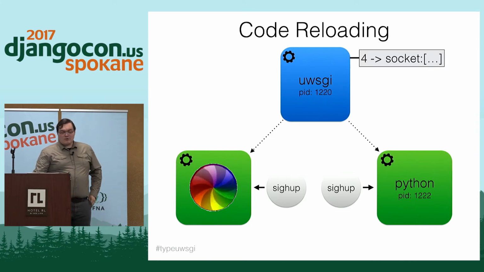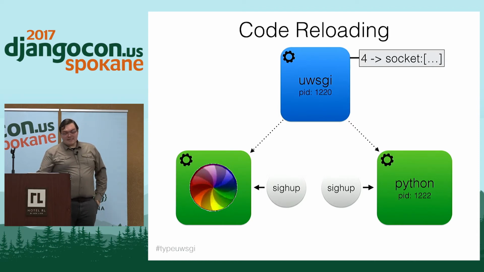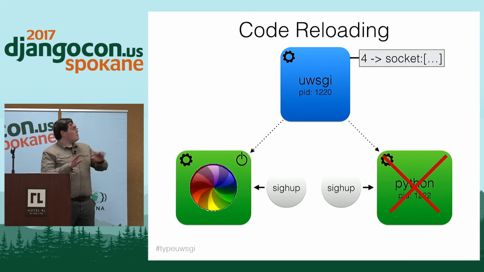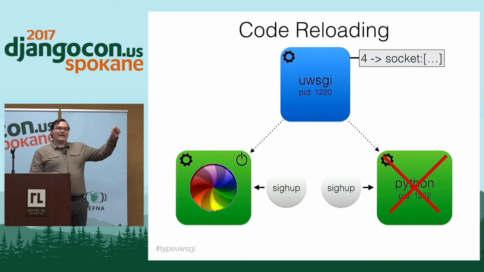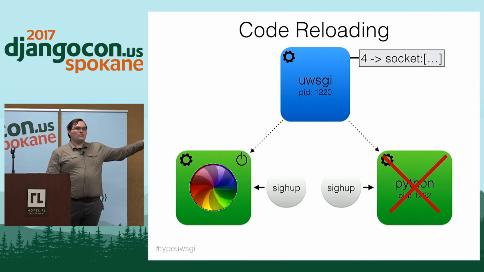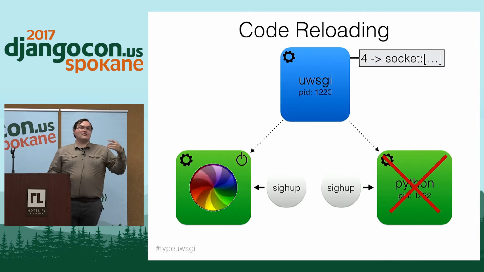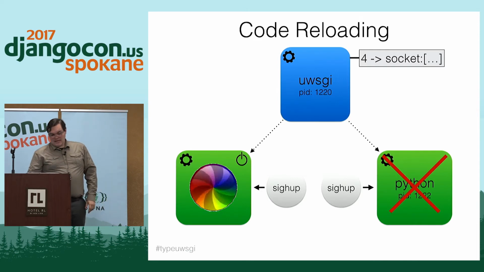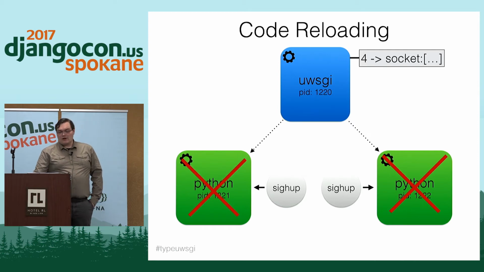And so in this example, we've got one worker that's busy. Both workers get the SIGHUP signal. One isn't busy, so it shuts down immediately. The one that is busy gets a little notification, indicated by the power symbol: hey, when you're done processing your current request, you should shut down because you need to be reloaded. It completes its request, notices that it should refresh itself, and also shuts down.